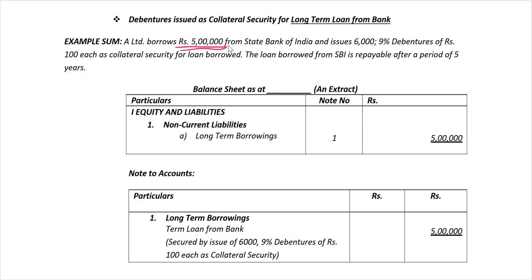And above we will show the balance sheet extract. Under the first part of the balance sheet, part 1, equity and liabilities, under non-current liabilities, under that A, long-term borrowings, against note 1 we will write 5 lakh, indicating that we have borrowed 5 lakh loan from State Bank of India, which is repayable after only 5 years.